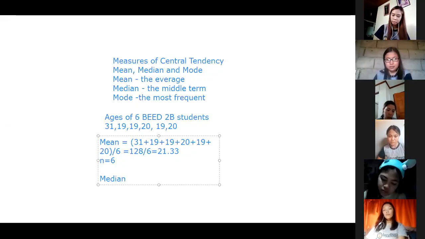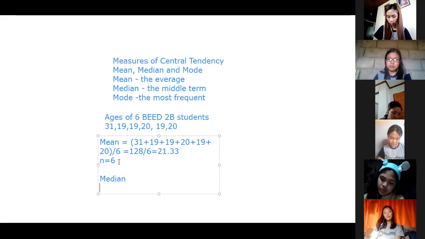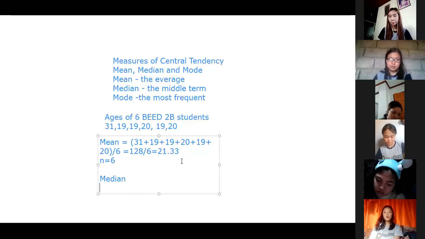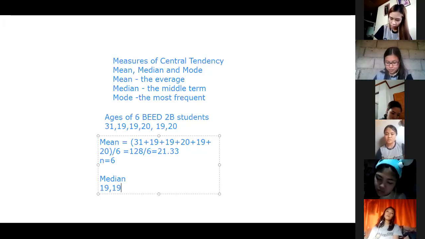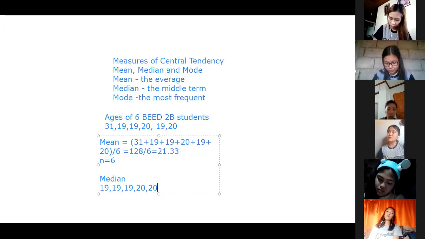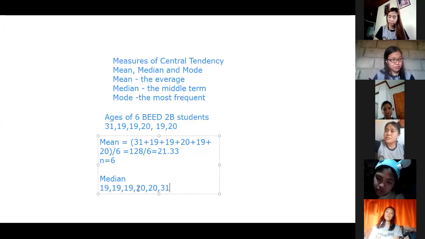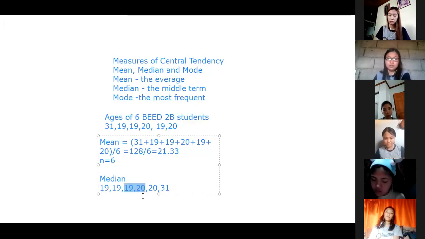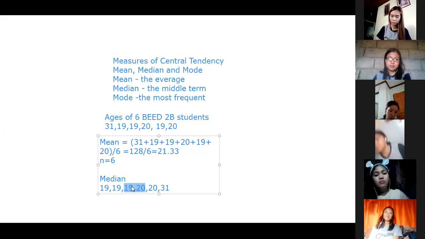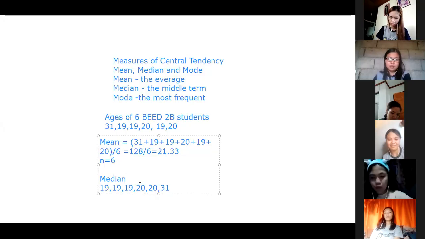And then for the median, para ma-solve natin yung median, we have to arrange the scores from lowest to highest. Or kabaliktaran, kahit na anong arrangement po pwede. Mataas hanggang sa mababa o mababa hanggang mataas. So simulan na natin sa lowest. So we have 19, tatlo. Then we have 20, dalawang 20, and then 31. So in this set of scores, 6 sila. Titignan lang natin ano yung gitna. Yung 19 at saka 20, sila yung dalawang gitna. Dahil dalawa yung gitna, i-add mo ngayon yan. 19 plus 20, 39, divided by 2 is equal to 19.5. So ang median mo ay 19.5.